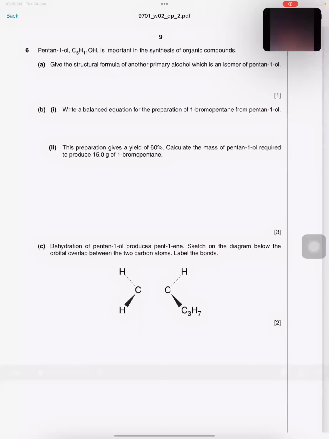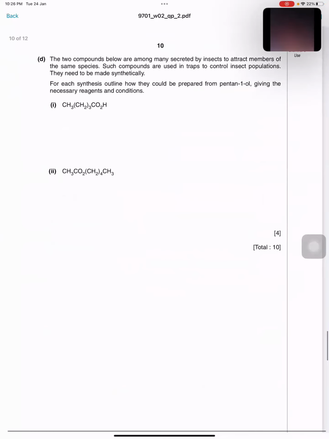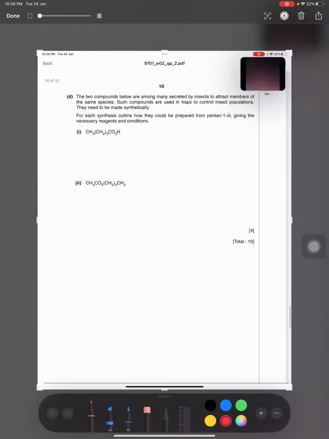Okay, so let's move on towards the next part of this question. So what is this saying? You can see this. The two compounds below are among many secreted by the insects to attract members of the same species. Such compounds are used in traps to control insect populations. They need to be made synthetically, right? For each synthesis, outline how they could be prepared from pentan-1-ol, giving the necessary reagents and the conditions, and it's for 4 marks. Again, you can see that you have pentan-1-ol and you need to form pentanoic acid by this. So it's very simple.